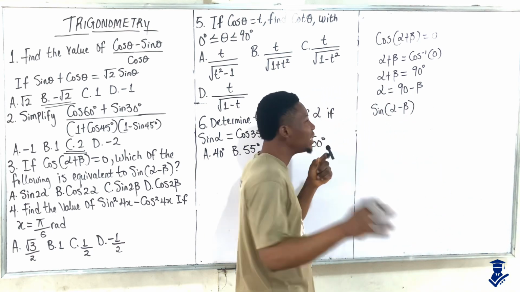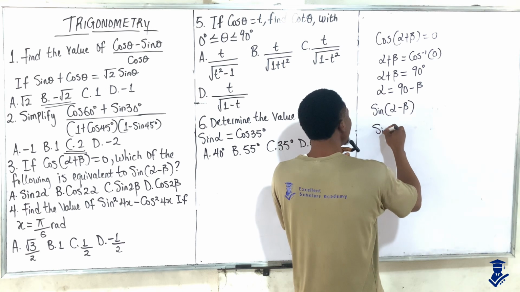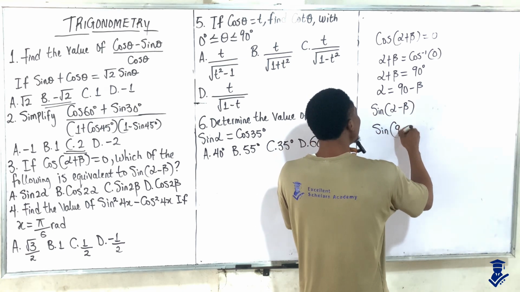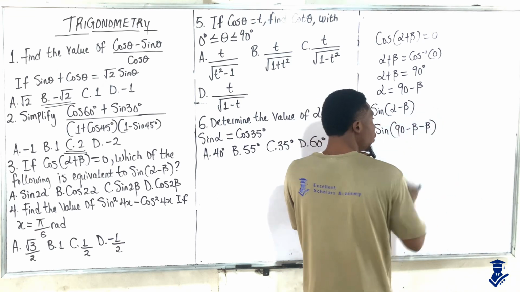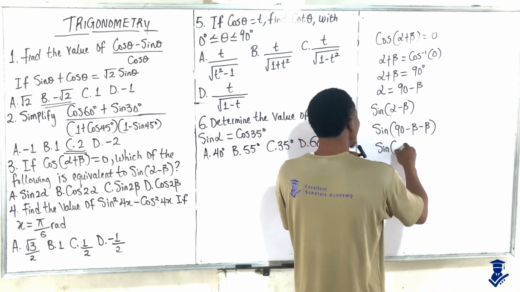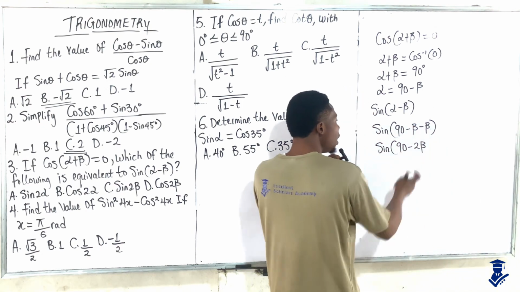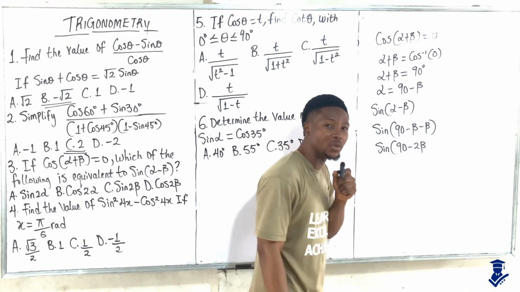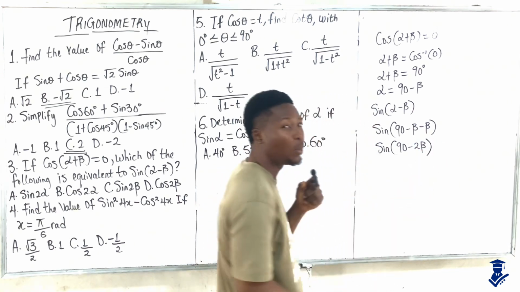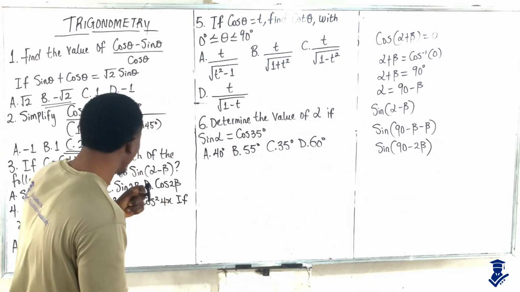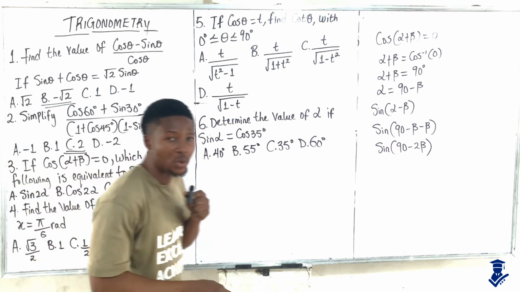All right. Now anywhere I see alpha, I can replace it with what? 90 minus beta. So it becomes what? Sine into bracket what? 90 minus beta minus the beta that was there before. All right. So it becomes sine into bracket 90 minus 2 beta. All right. Because beta minus beta gives us minus 2 beta. All right. Now we have this now, but we are not done with the question.